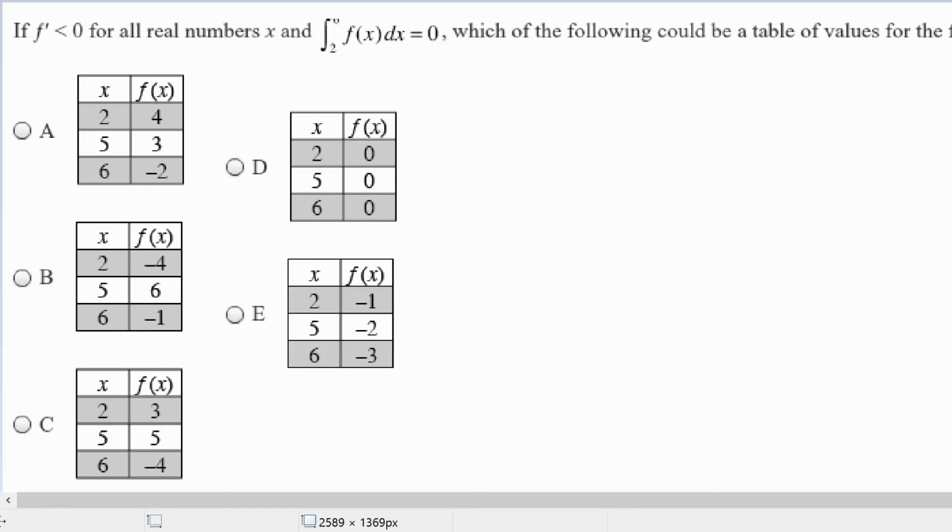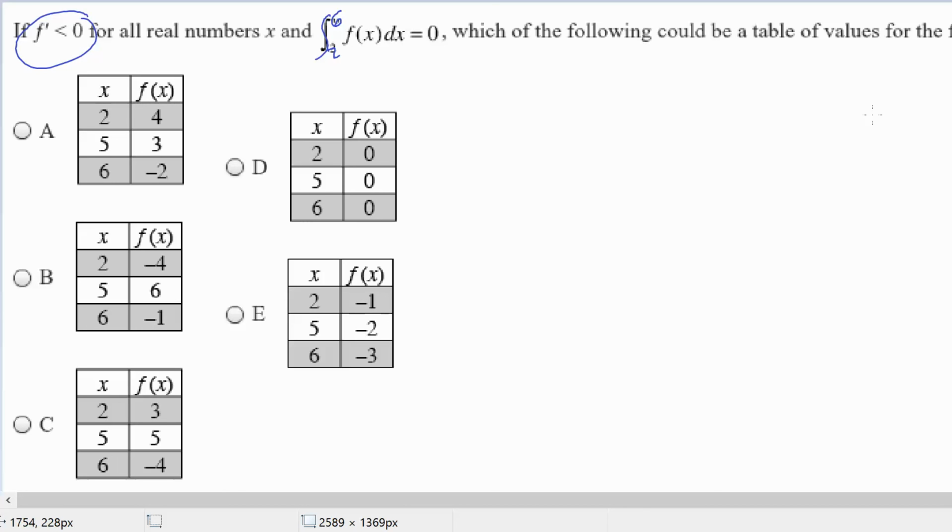If f prime is less than 0 for all real numbers x, and I believe the integral from 2 to 6 of f of x dx is 0, which of the following could be a table of values for the function f? Good. So we're looking at some data from a table. If the derivative is negative, that means the function is decreasing.